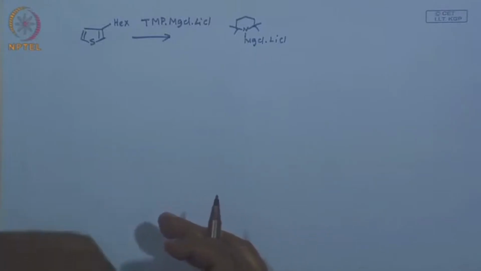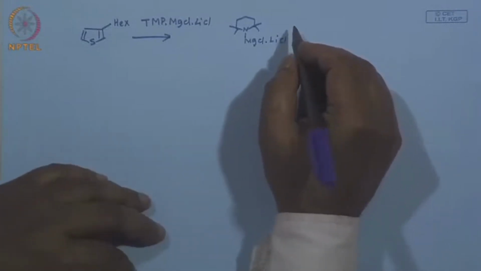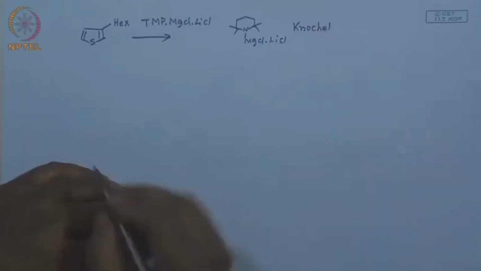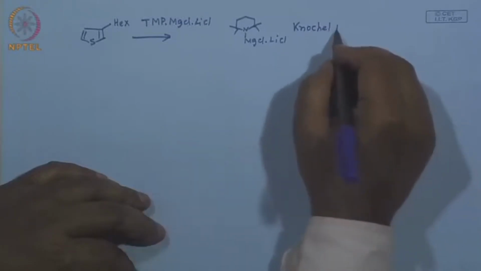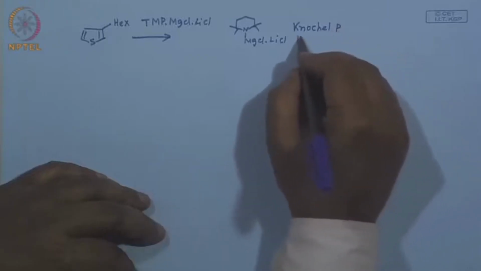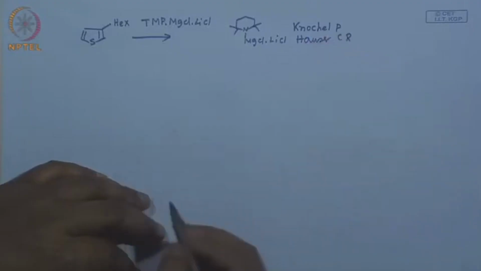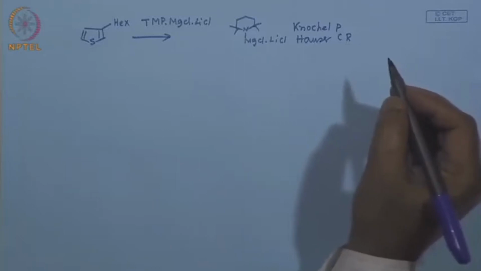It is a very popular base. It is a very hindered, sufficiently reactive base, as you will see in a minute. It has recently been developed by Paul Knochel, a German scientist. It is known as the Knochel-Hauser base, and this Hauser is C.R. Hauser, Charles Ridge Hauser, something like that, a pretty old person.